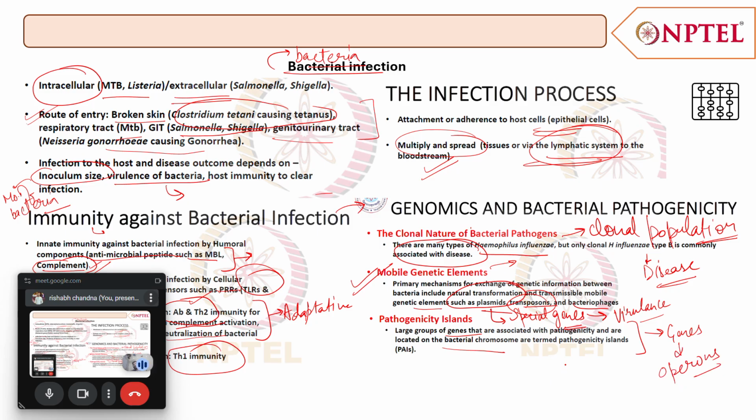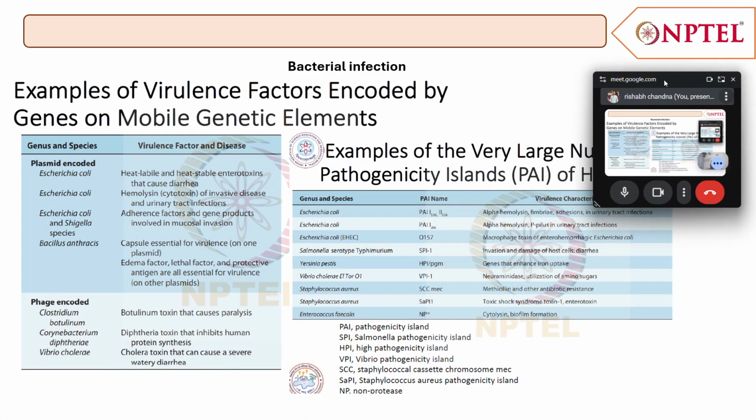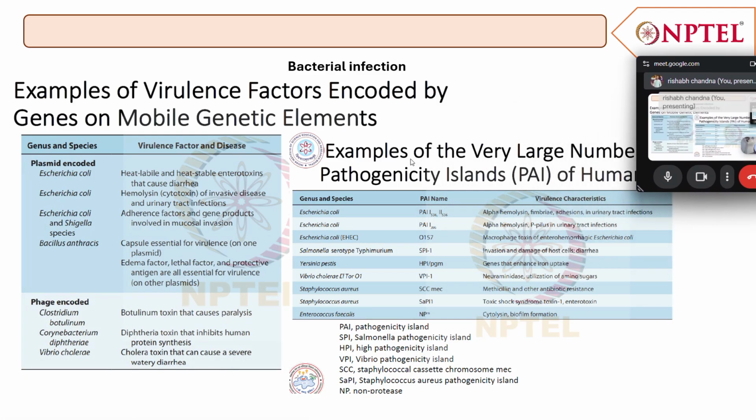Okay, so all the genes that have related function or are present in a pathway are present in the form of operons. These operons are for the pathogenicity of a particular bacteria and are present in the bacterial genome. Those help in increasing the virulence of that particular bacteria. So, moving on to the different examples of the virulence factors encoded by the genes on the mobile genetic elements.